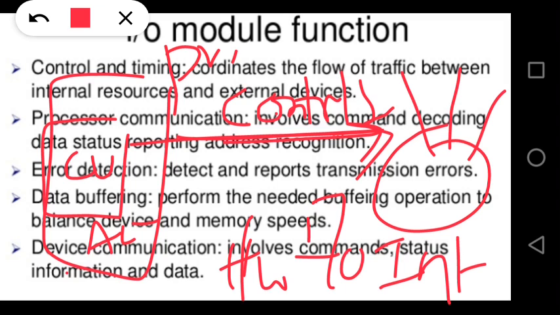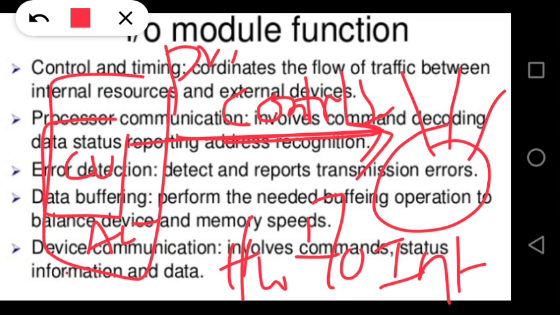Data buffering. This is an important concept. Perform the needed buffering operation to balance the device and memory speeds. Earlier, when we discussed the need for an I/O interface, we said that the data transfer rate of I/O devices is very low compared with the data transfer rate of the processor or memory, main memory, CPU registers, or processor bus. So how does it compensate for the speed mismatch? It maintains a data buffer. A buffer is nothing but a temporary storage area.